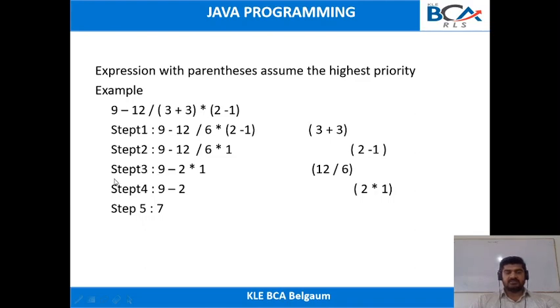And next, in step 4, you need to perform the multiplication of 2 and 1, which gives the value 2. And in the last step, you need to perform the subtraction of 9 and 2, which gives us the value 7. So like this, you need to perform the evaluation of any arithmetic expression. If the expression contains parenthesis, then parenthesis has the highest priority.